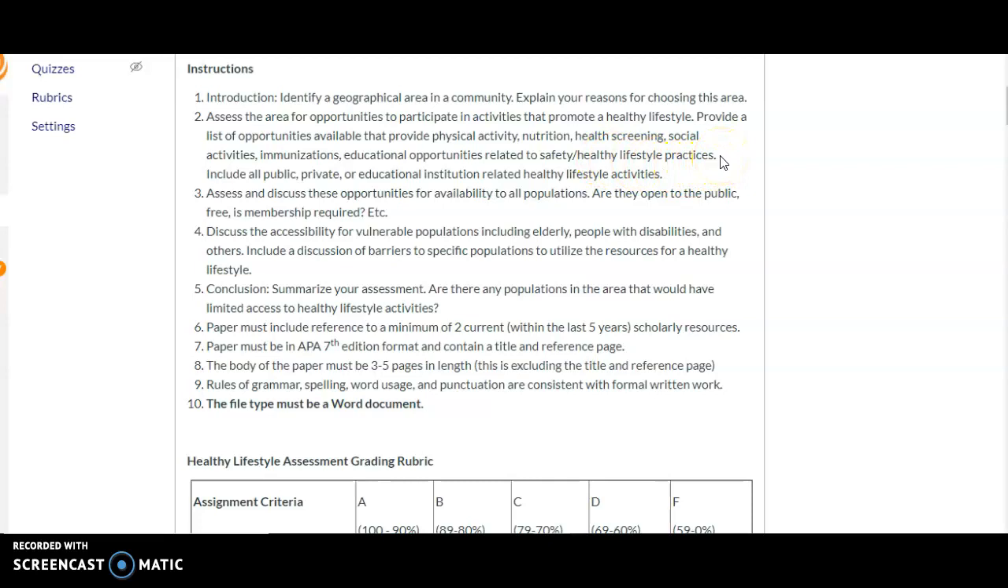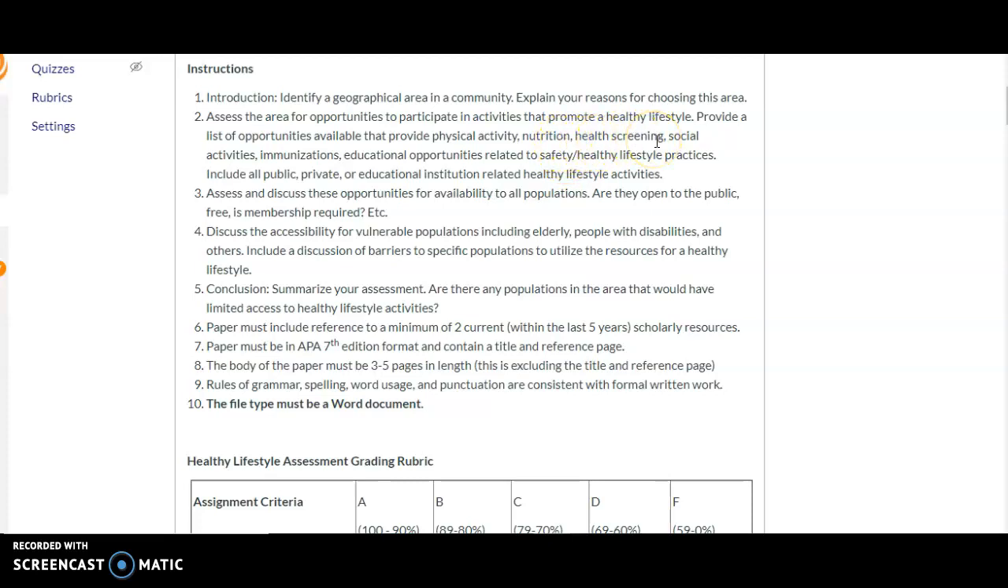And in your assessment, you include both public, private, and educational. So that's a big portion of this paper. So an example of a physical activity would be parks or recreation areas or hiking. It could also include gyms or ski areas, anything that promotes some type of physical activity. The difference between the two is one is public and one might be private. So you'll go down your list here and address each one of these.